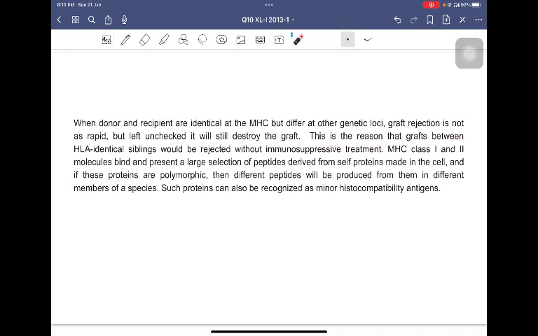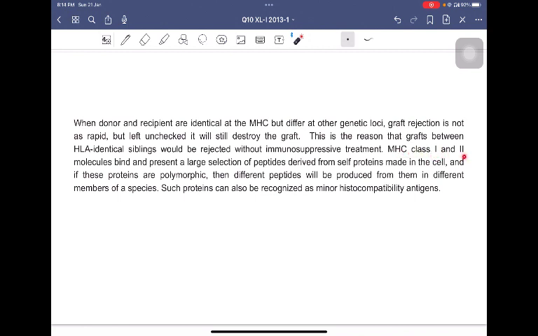That is the reason that grafts between HLA identical siblings or MHC identical siblings would be rejected without immunosuppressive treatment. So usually, for this kind of graft or tissue transplantation, the recipient is put under immunosuppressive drugs so that the immune system of the individual can be suppressed, or so that it can delay the response of the effector T cells, and therefore the effector T cells cannot come and destroy the graft.